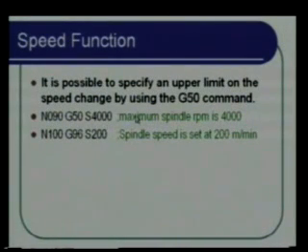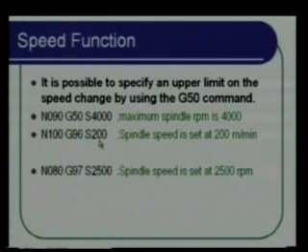That can be done by using the G50 code. Whenever you are using the constant surface speed option, it is a good habit to put G50 and specify whatever is going to be the maximum limit. In this example, we are saying G50 S4000, meaning the maximum spindle speed is maintained at 4000 RPM, and then you say G96, that is constant surface speed option, and S200, that is the spindle speed is set at 200 meters per minute. And later on in the program you can change it to constant RPM by simply saying G97 and S, whatever speed that you require.